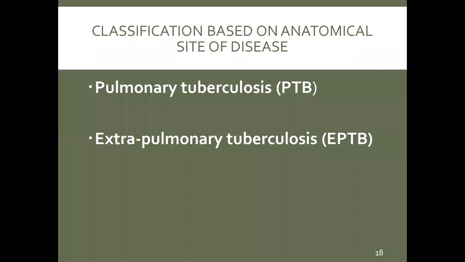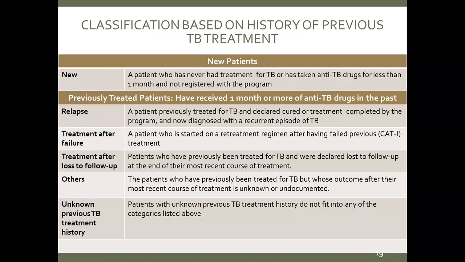Patient can be labeled as a case of pulmonary tuberculosis or a case of extrapulmonary tuberculosis. So these are some classifications. A new case is that person who has taken TB treatment for less than 1 month or who is not registered with the TB program. Similarly, relapse is that person who was previously treated for tuberculosis and declared cured or treatment completed and is now diagnosed with a recurrent case of TB.